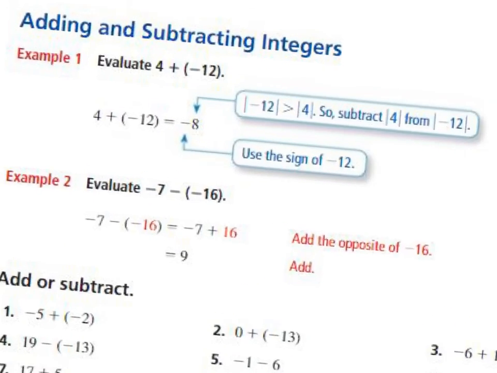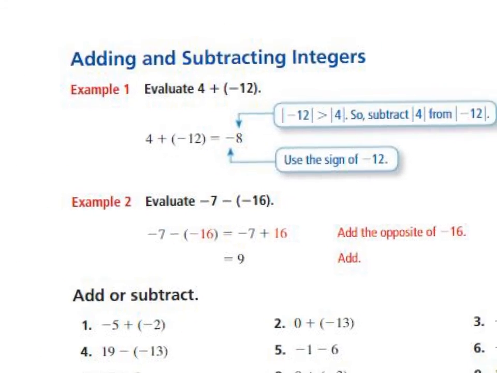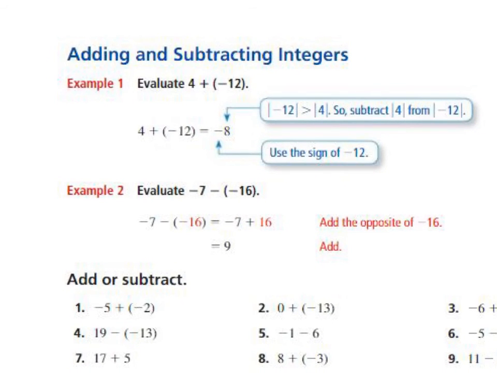So right now you have this example where you are evaluating 4 plus negative 12. Okay, so 4 plus negative 12. So what happens is a lot of times we like to look at the absolute value, and whichever one is bigger, you do the subtraction from that. So here we have this negative 12. If I took the absolute value, which means distance from 0, 4 is closer to 0 than negative 12.